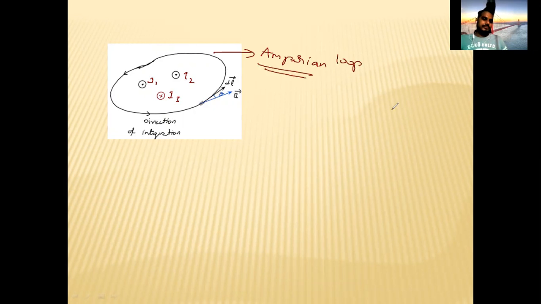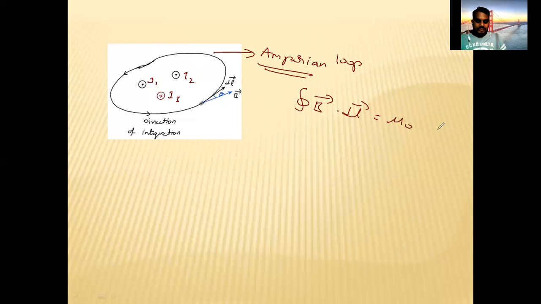Amperian loop. See here, generally, if due to some current distribution I have to find a magnetic field at a particular point, I'm going to draw an imaginary loop so that the particular point comes on the circumference of the loop. Then I integrate completely: the closed integral of B dot dl is equal to mu naught times the current enclosed in the loop. The same thing we'll discuss here.